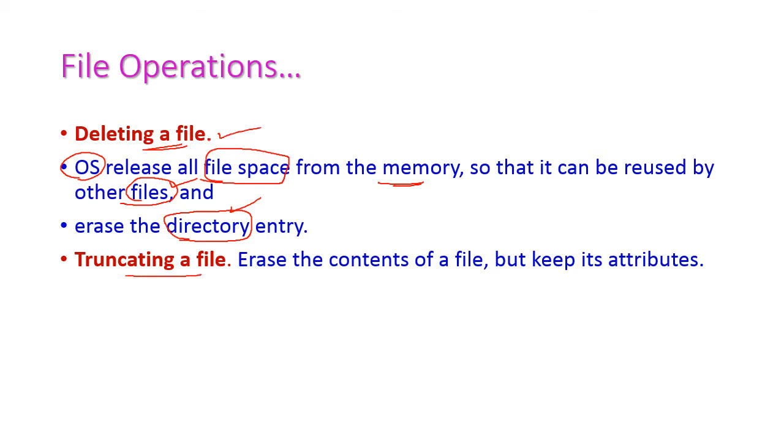When it comes to truncating a file, the truncation operation will remove only the content of the file and the file structure remains the same. That is, it will erase the content of the file but keep its attributes. Then the file size will become 0. All the content will be removed but it keeps the file structure. After truncating you can see the file in the directory but there is no content in that file.